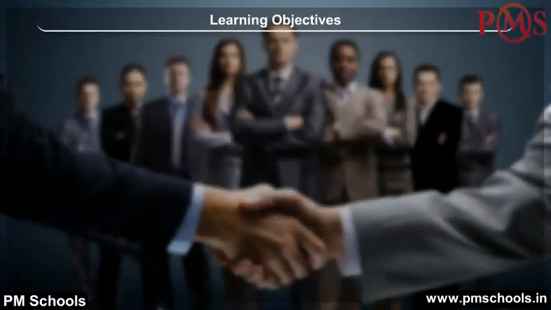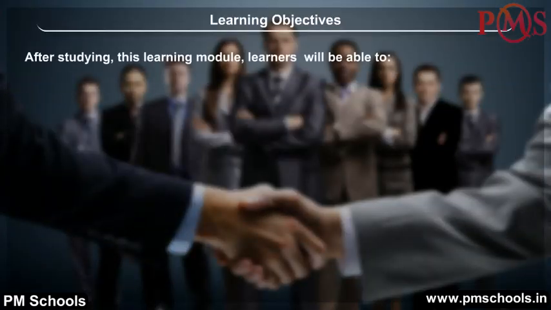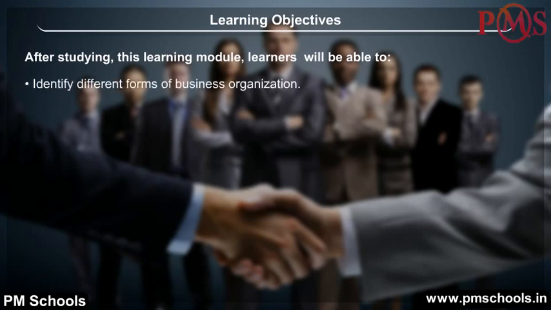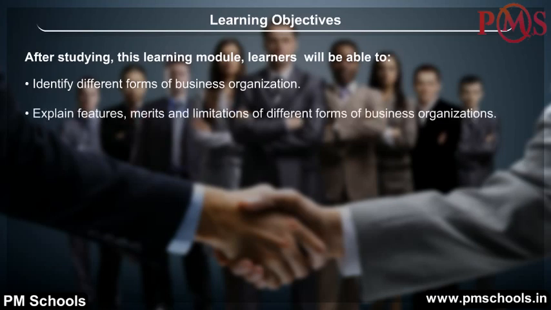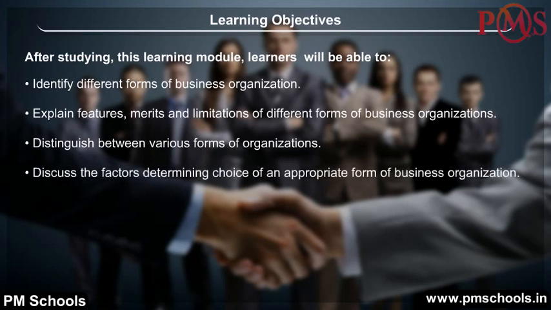Learning objectives. After studying this module, students will be able to identify different forms of business organization, explain features, merits, and the limitations of different forms of business organizations, distinguish between various forms of organizations, and discuss the factors determining choice of an appropriate form of business organization.